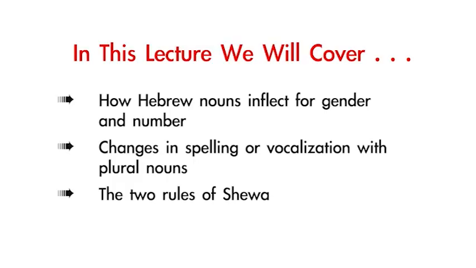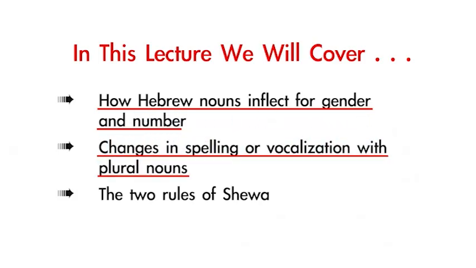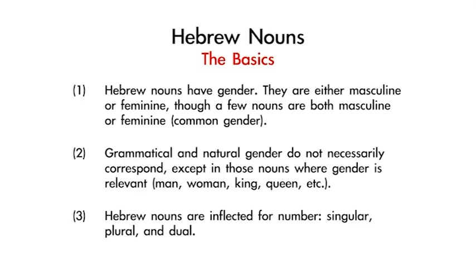So what will we be studying in this chapter? In this lecture, we will cover how Hebrew nouns inflect for gender and number. We'll also talk about the changes in spelling or vocalization with plural nouns, and then the 2 rules of schwa. Let's begin with some of the basics for Hebrew nouns. First, Hebrew nouns have gender. They are either masculine or feminine, though a few nouns are both masculine and feminine. That is, their gender is common.